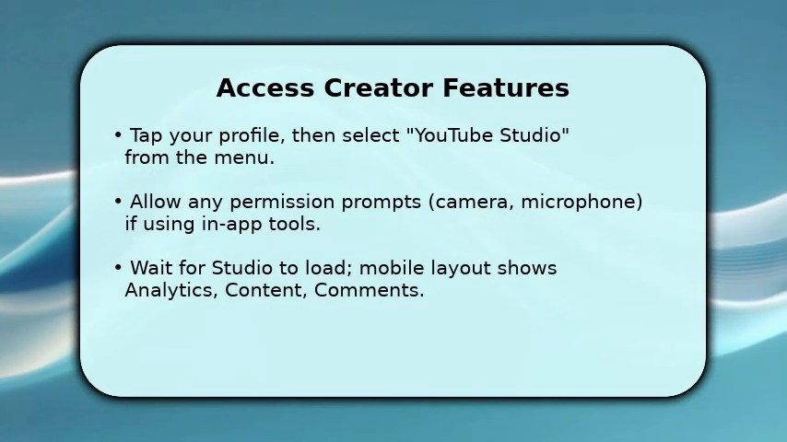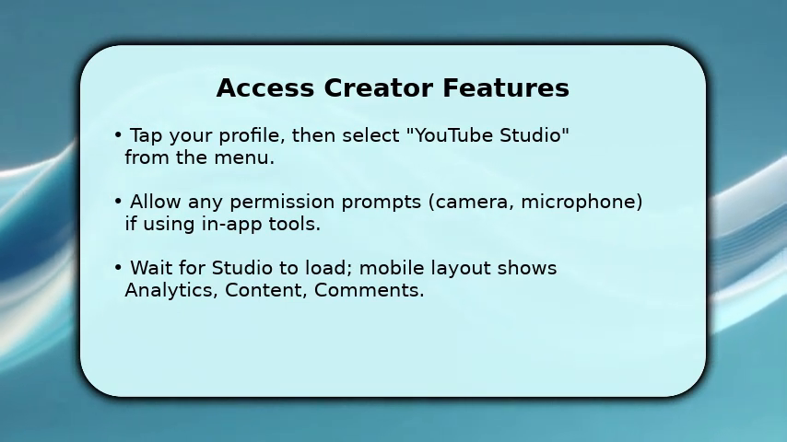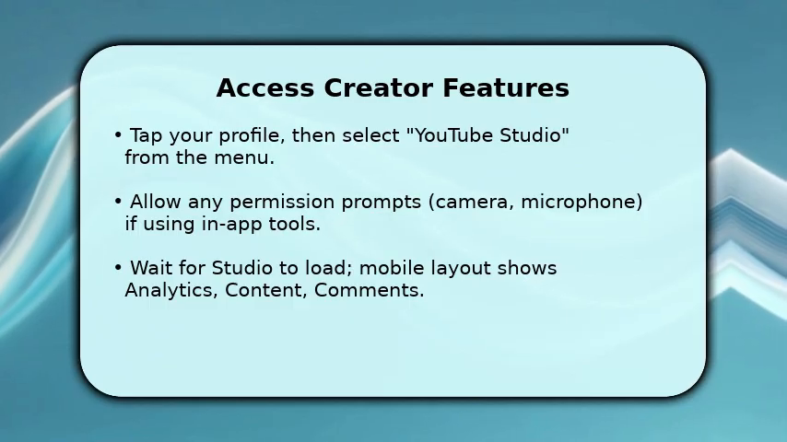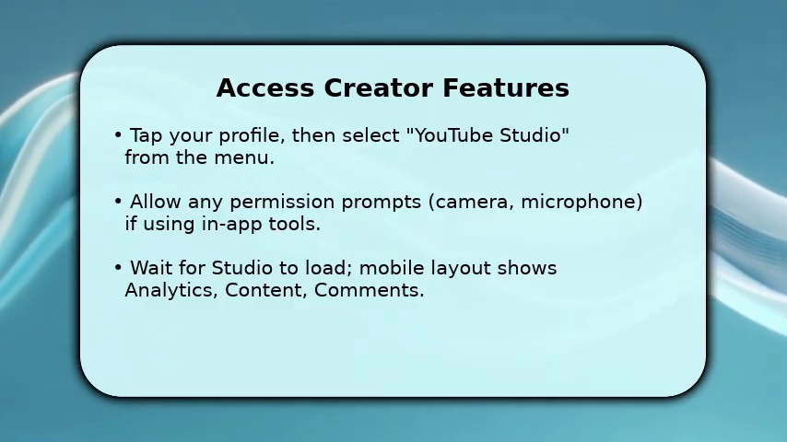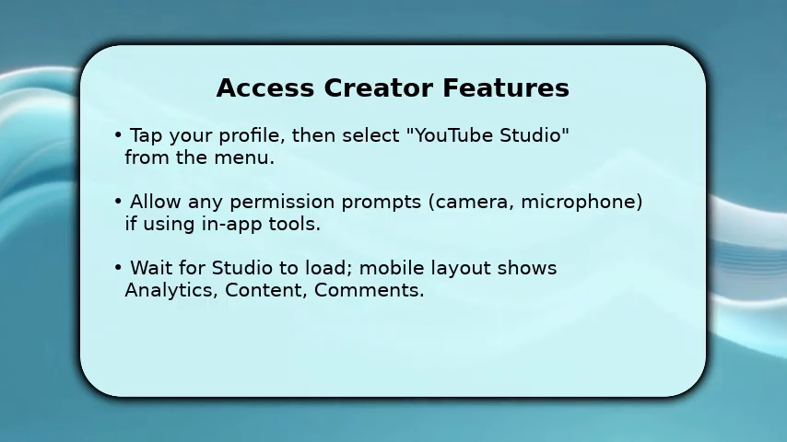After confirming your account, tap the profile icon again and choose YouTube Studio from the menu. That's the mobile dashboard. Allow any permission prompts if you plan to use camera or audio tools inside Studio, and be patient while the dashboard loads. Mobile can take a moment.